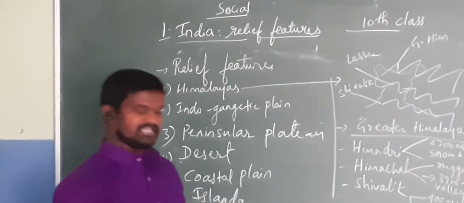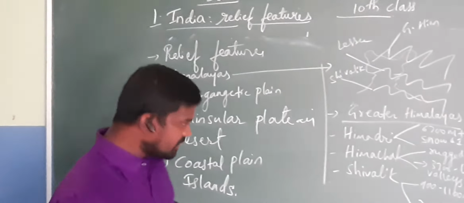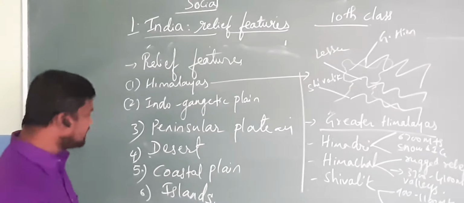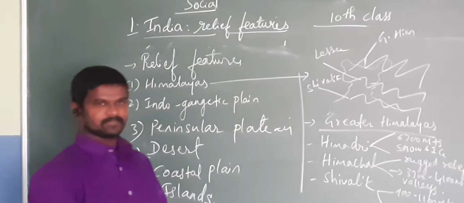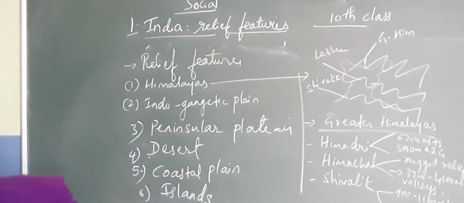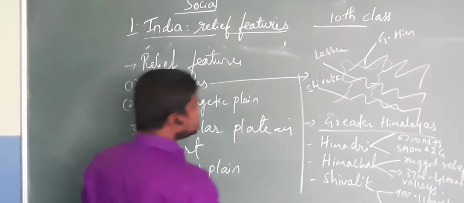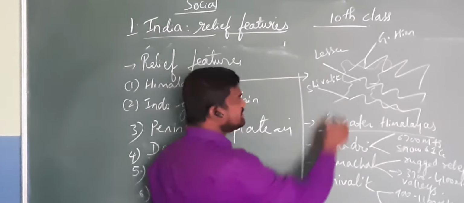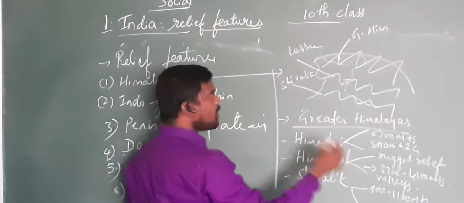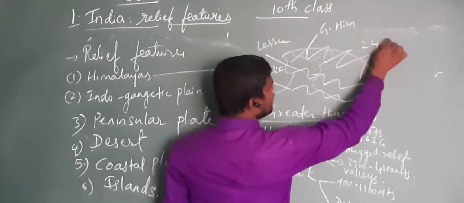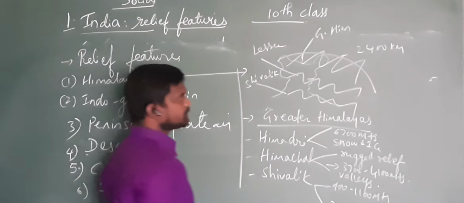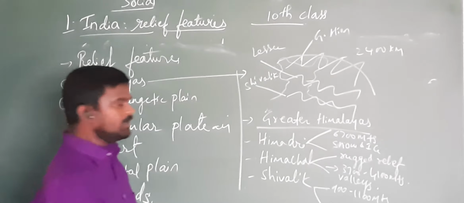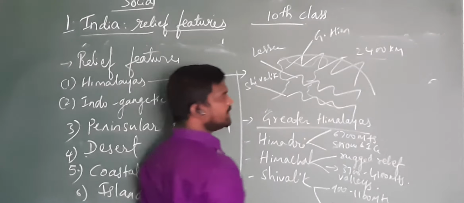And we will discuss each and every relief feature in detail in our class. First, we discuss the Himalayas. The Himalayas run through our country from west to east in an arch shape, about 2400 kilometers. The distance the Himalayas cover in our country is 2400 kilometers.